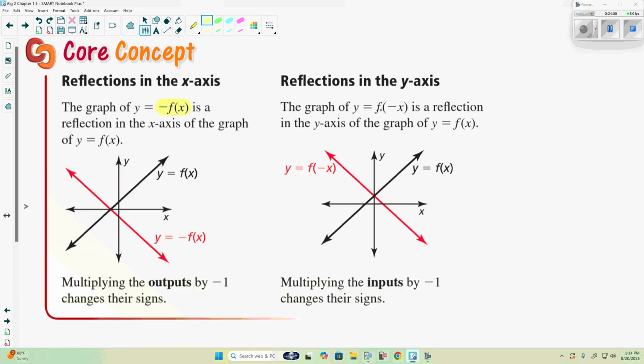Negative f of x, f of negative x, because again, across the x-axis, if the y value was positive, it's now negative. If it was negative, it's now positive. We're changing the sign of the output. Across the y-axis, we're changing the sign of what we're putting in. We're flipping it across the y-axis. So we change the input by that negative 1.